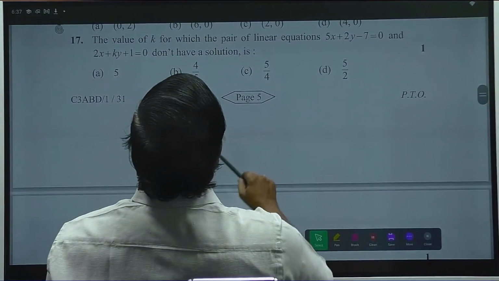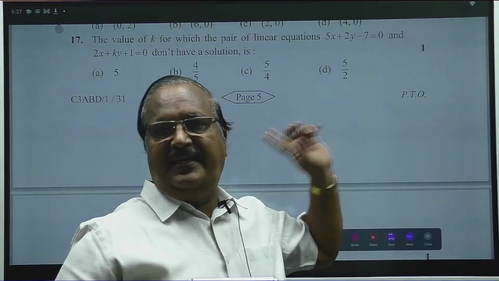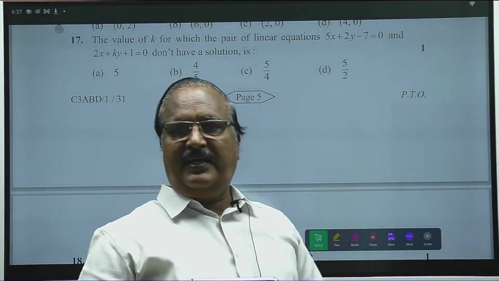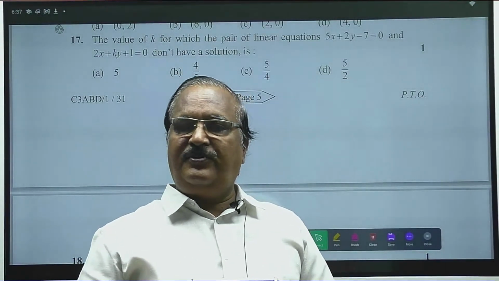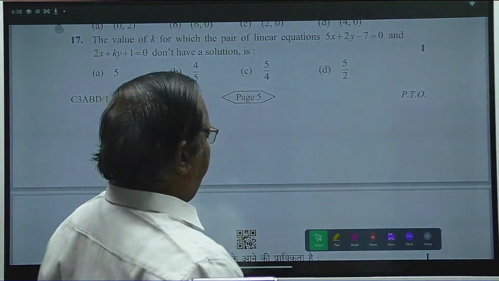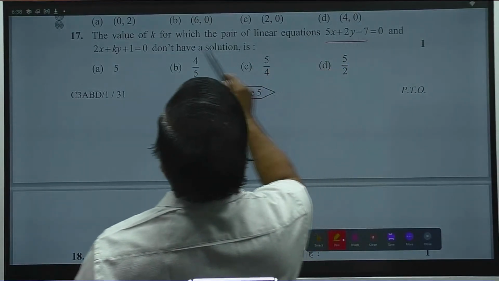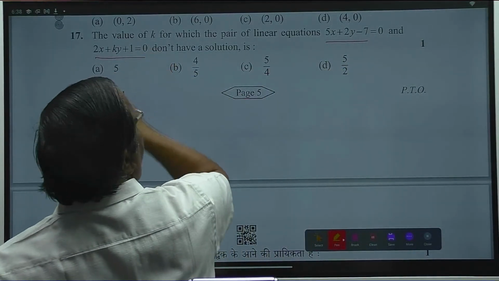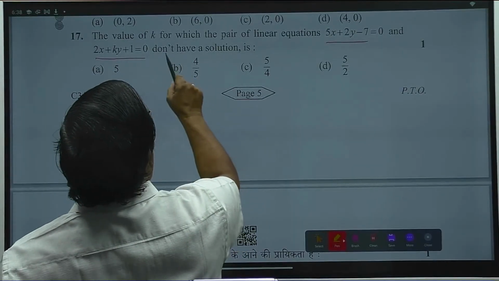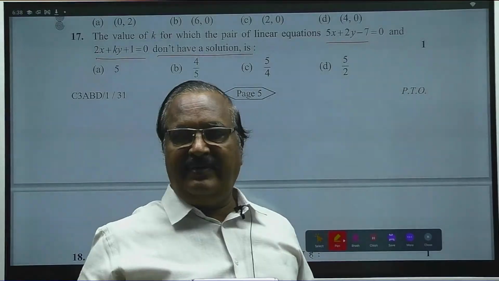17th question. Linear equations in one page. This is the first question from the linear equations. Okay, this is 2024 question paper. So find the value of K. Find the value of K, and two equations are given. K is there in the second equation. They don't have a solution. They are not having a solution.